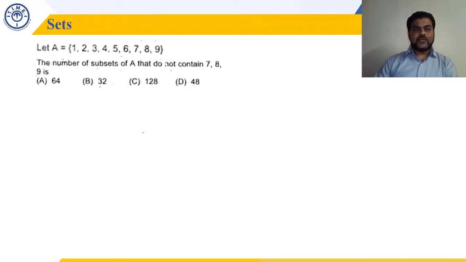Now again we have the same set A with 9 elements, and in this the question is asking for the number of subsets of A that do not contain 7, 8 and 9. So I don't want any subsets which contain 7, 8 and 9. Which means I want only those subsets which contain elements from only these 6. We don't have to take all the elements in one go, but all the subsets that we form must have elements from this pool only: 1, 2, 3, 4, 5 and 6.